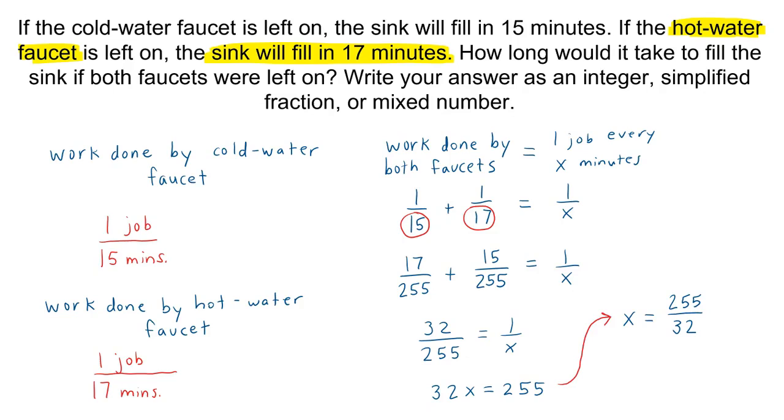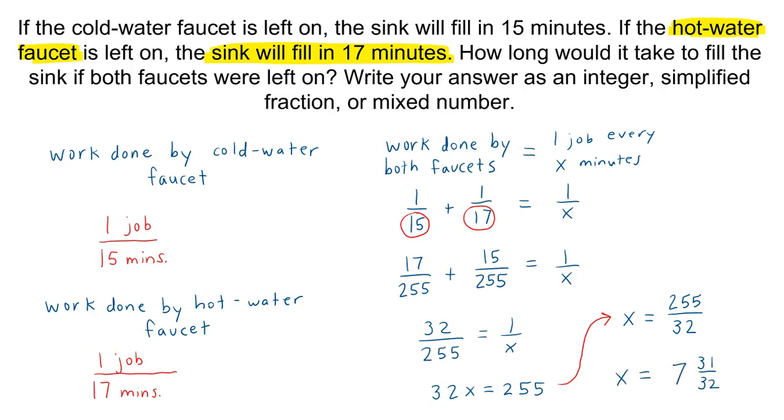Now remember here, x represents the number of minutes it would take both faucets working together to fill the sink. 255 over 32 is the exact amount of time. And we're told here that we can write our answer as an integer, a simplified fraction, or a mixed number. So let's write this as a mixed number because a mixed number will give us a better idea of exactly how many minutes 255 over 32 minutes is.